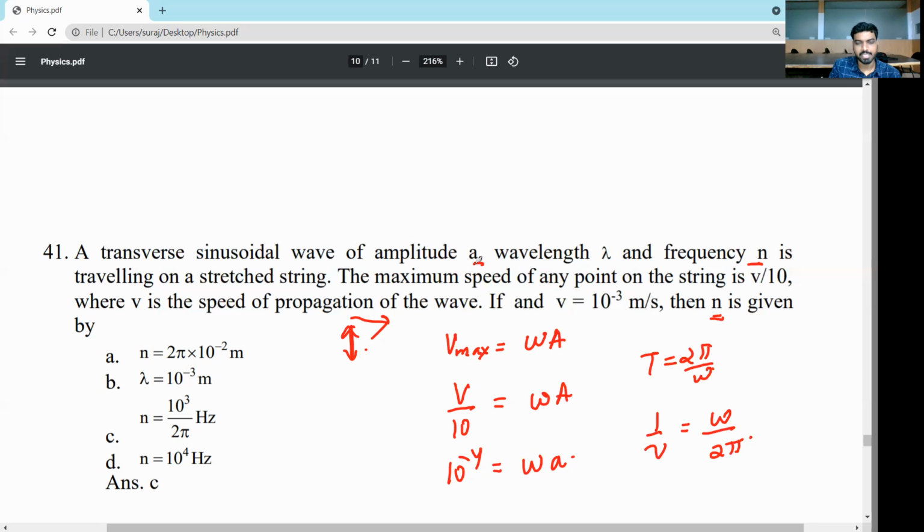Yes, there's something missing here. A should be 10 power minus 1. Some amplitude value should be given. If I substitute here, omega is 10 power minus 4 by this, so it is 2 pi into A. The value of A should be given here, only then we will get the answer. Okay. Next, question number 42.